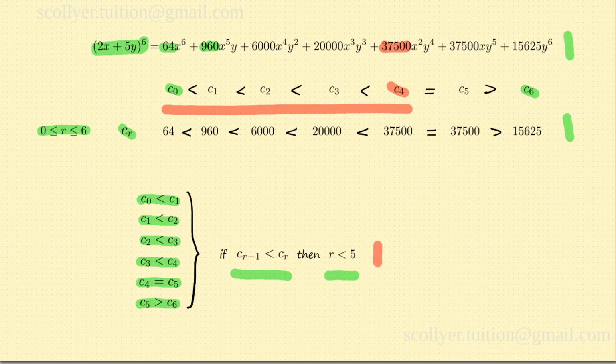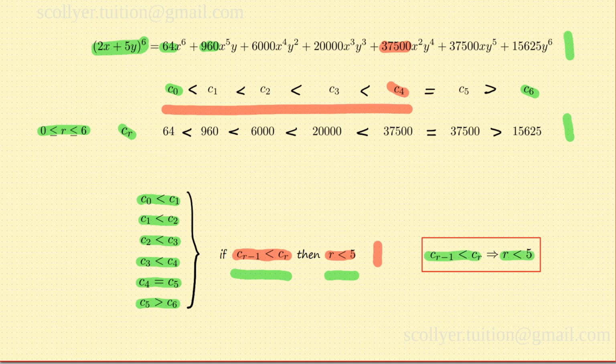Now, this if-then statement tells us what we have to do. We need to take this expression, c sub r minus 1 is less than c sub r, express it algebraically, and show that the fact r is less than 5 follows from that statement. Or to put it another way, we have to show that c sub r minus 1 is less than c sub r implies r is less than 5.